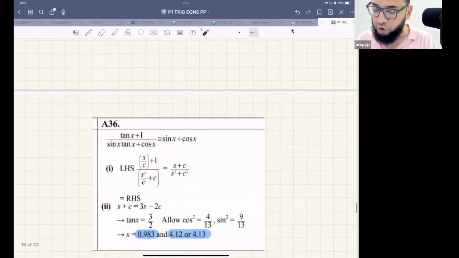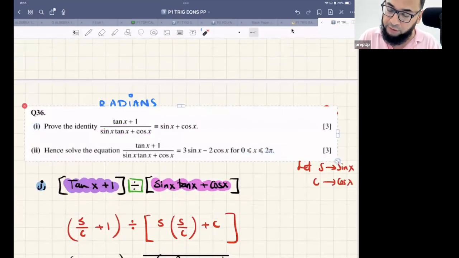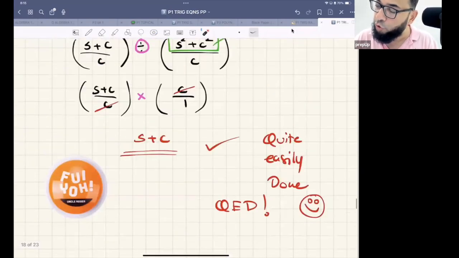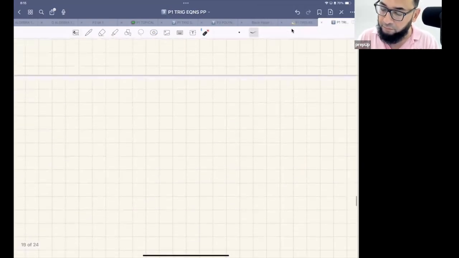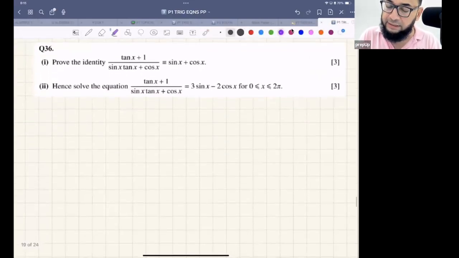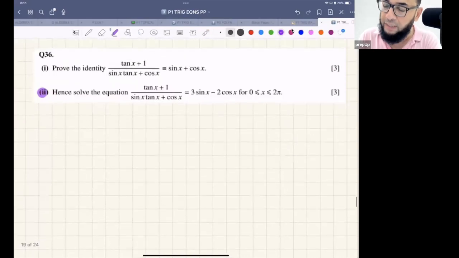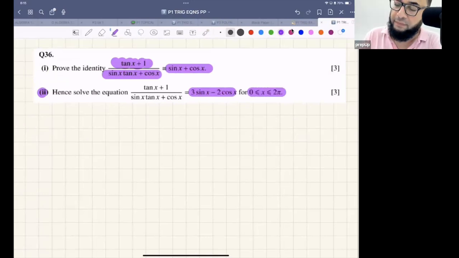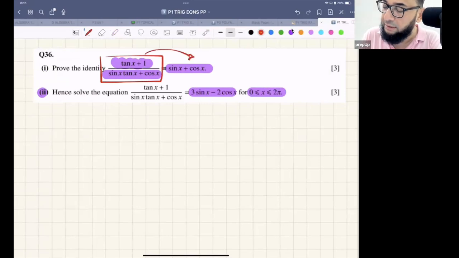Let's move ahead to the next part. Let me copy this question and add a page over here. Now the second part says, hence solve this equation. This thing over here equals this, so basically we equate this with this and solve for this.